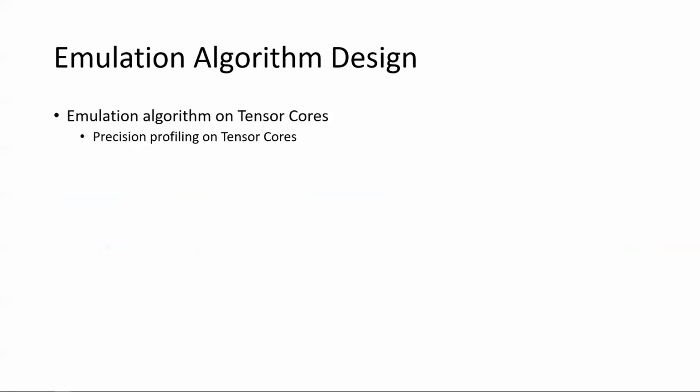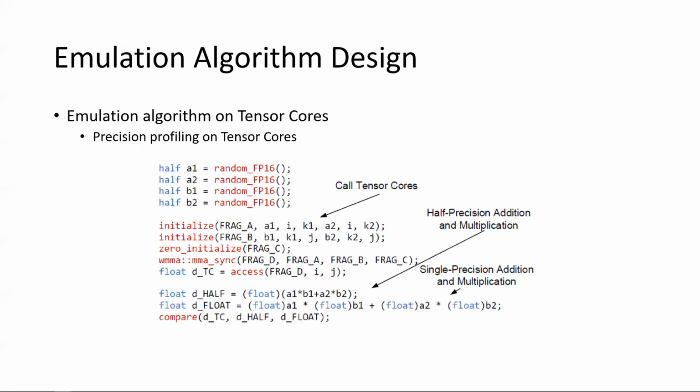Okay, so now we will talk about our emulation algorithm design in detail. We first do the precision profiling on Tensor cores. This is a code snippet for our profiling. We first randomly generate some half precision data, like this A1, A2, B1, B2. We use it to initialize the fragment A and B for Tensor cores. And then we use this MMAsync API to do the computation on Tensor cores and get the final result in fragment D.